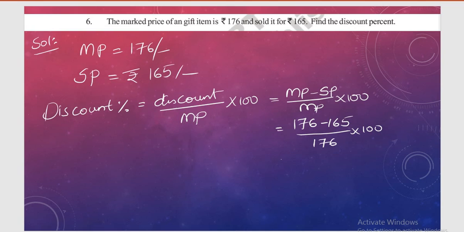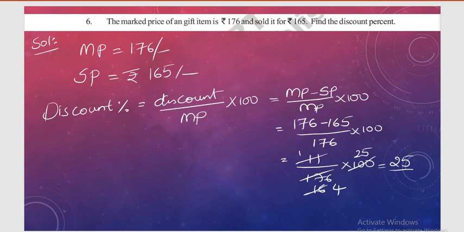So 176 minus 165 is nothing but 11. 11 by 176 into 100. So in 11 table, this goes one time, 11 ones are 11, so 66, that means 16 times. Again, this 16 in 4 table goes 4 times, this 100 in 4 table 25 times. So what am I left with?